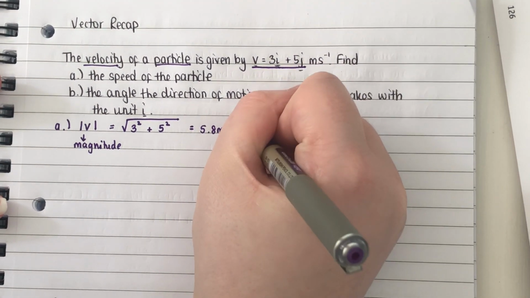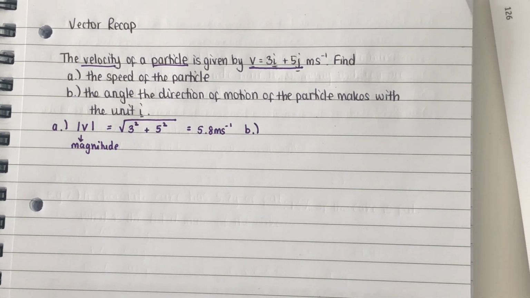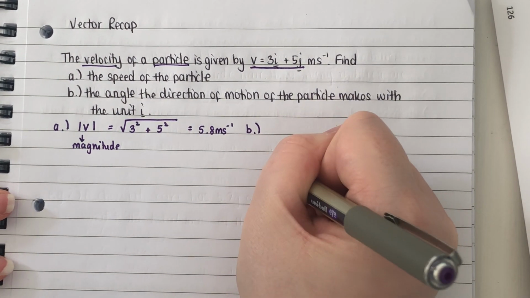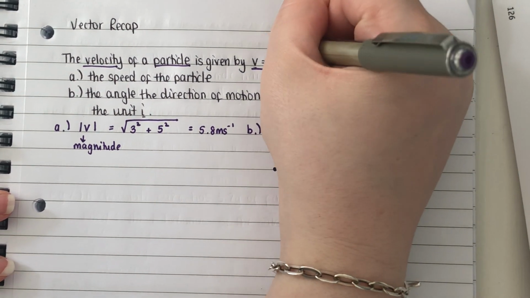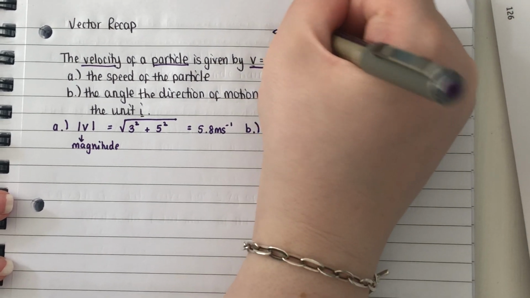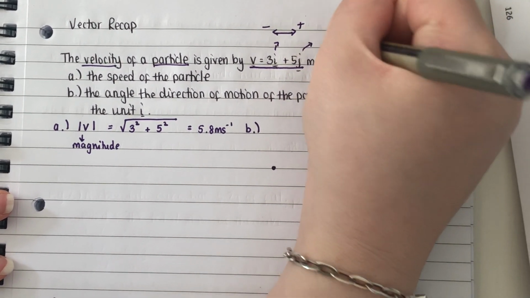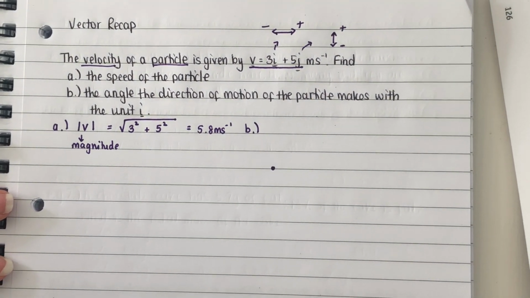So part B is the bit that's a little bit dodgy, just because some people aren't sure where the angle is that we're looking for. To start off with, I always start with a diagram, so I'm just going to start with a dot. So i is always going to be along the bottom, okay? So if it's positive, it'll be going to the right. If it's negative, it'll be going to the left. The j part is the up and down. So if it's positive, it will go up, and if it's negative, it will go down.